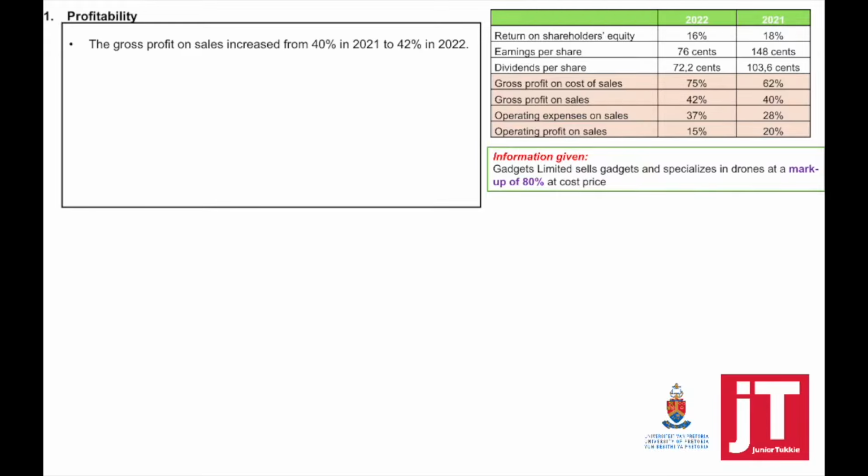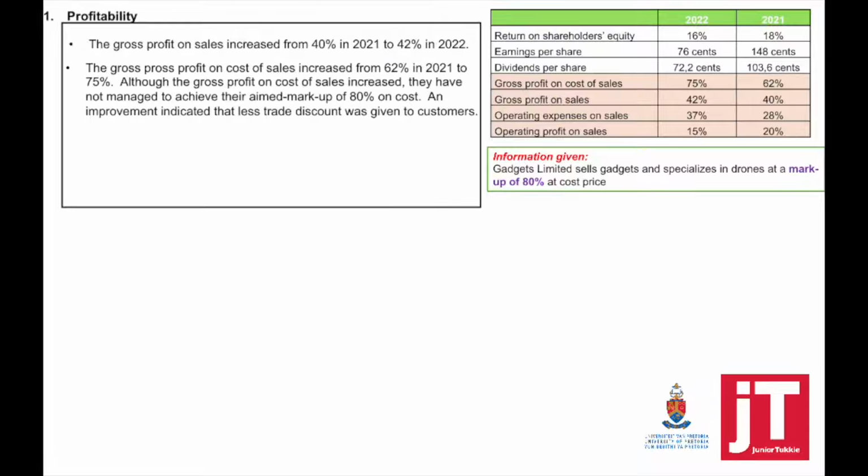So if we look at the gross profit on sales, what happened with it? Gross profit on sales increased from 40% in 2021 to 42% in 2022. The gross profit on cost of sales, what happened with it? There was an increase from 62% to 75%.